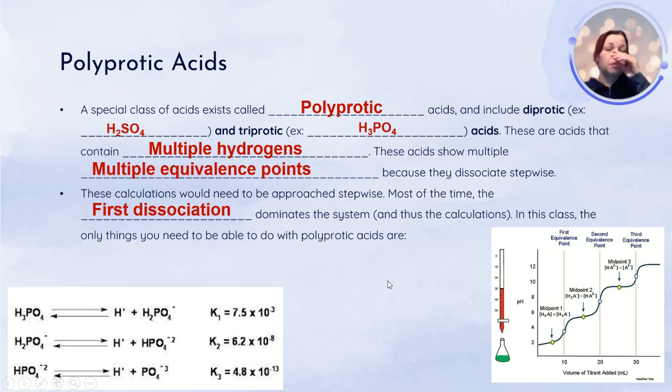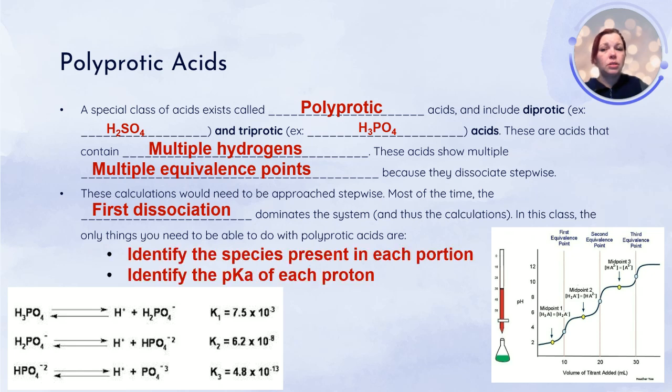In this class for AP, the main thing they want you to be able to do with polyprotic acids beyond the first dissociation... So you can certainly do calculations with the first dissociation. We could go beyond that as well, but in this class, they don't ask you to go beyond the first. What you do need to be able to do is identify the species present in each portion and identify the pKa for each dissociation of each proton. And you would do that by looking again at your half equivalence points.